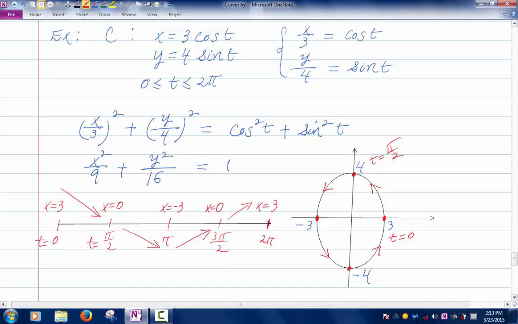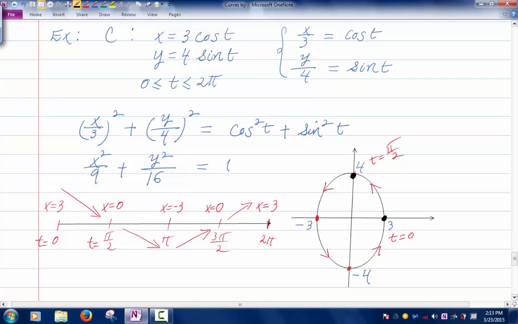So if you agree with that, then I get this point (3, 0). Right? Once I get this point, now think about what is happening as t goes from 0 to pi over 2. Where are you on the ellipse at pi over 2? At pi over 2, the x value is what? 0. X value is 0. Y value is 4, right? So at pi over 2, you are at the point (0, 4).